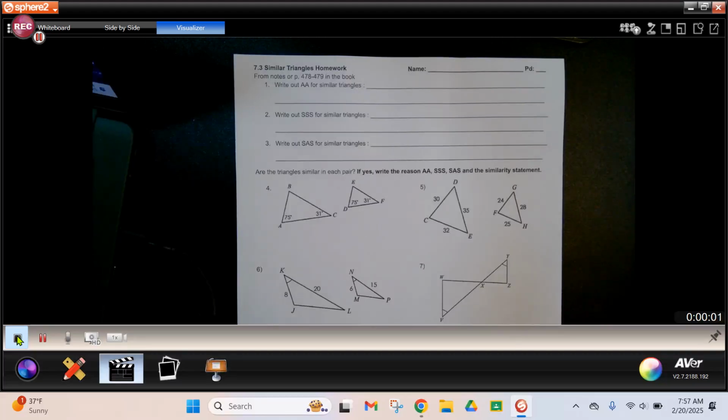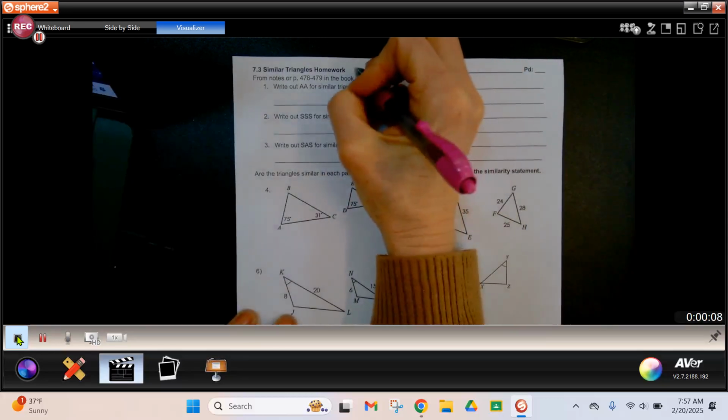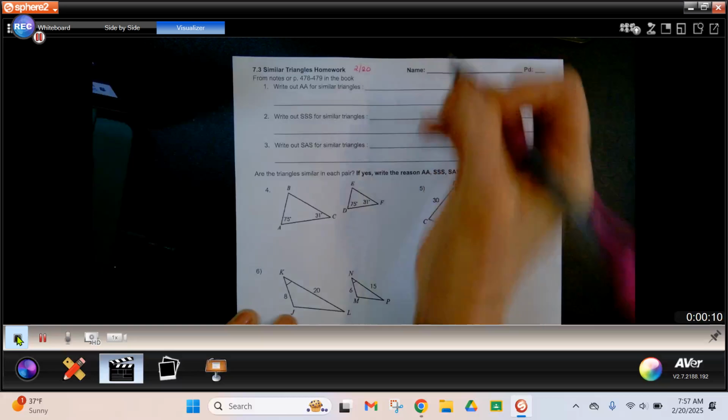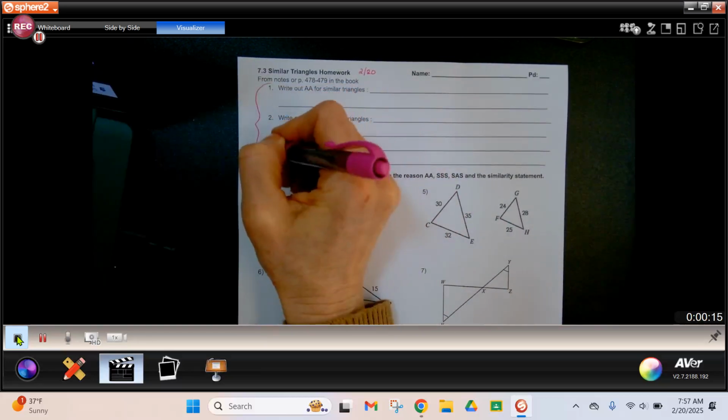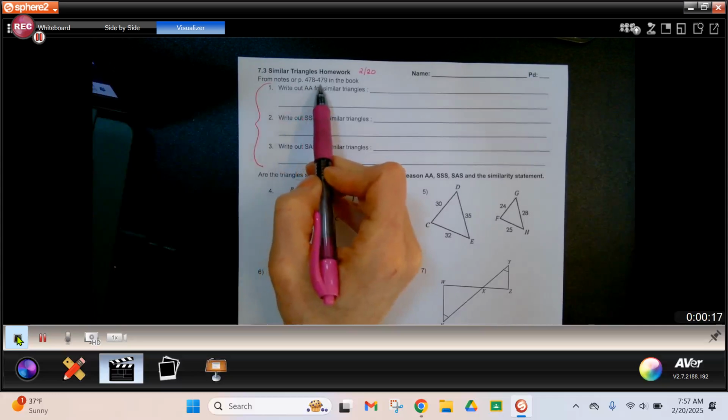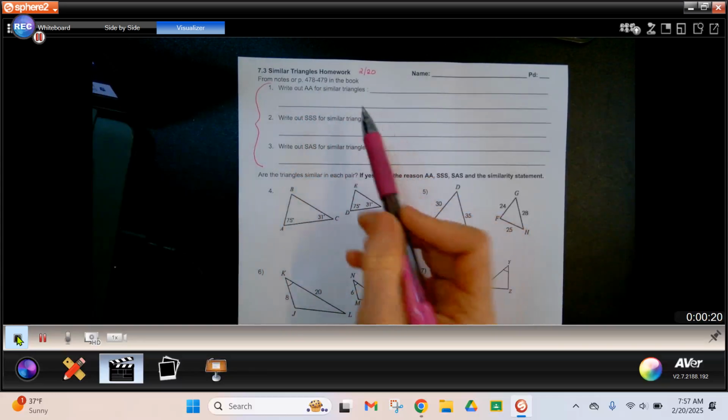Hi class, here's the homework for 7.3, the date is 2/20. I'd like to put the date on there. Okay, so the first three questions are from our notes today, or you can find them on page 478 or 479 in the book. And you can write these out.